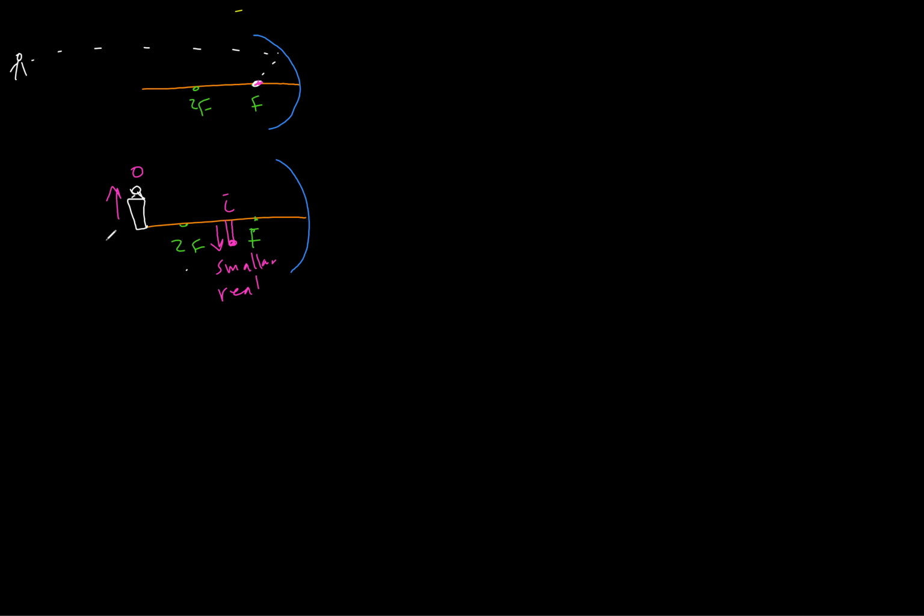And real image means this image is real. That means you can project it. You can project this image on a screen, and you can see it since it's real. If it is projected on a plane or a wall, you can see it. Okay, now we understand the second case of the concave mirror.